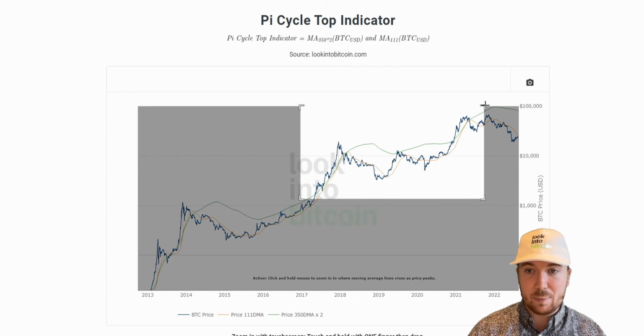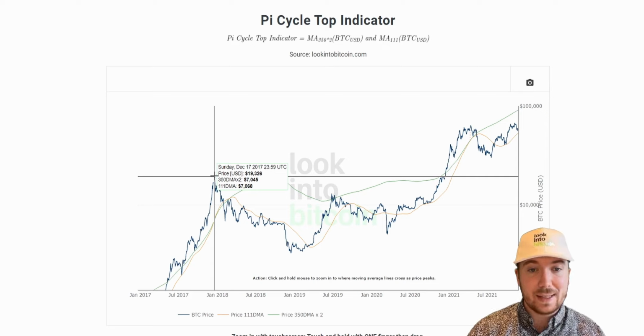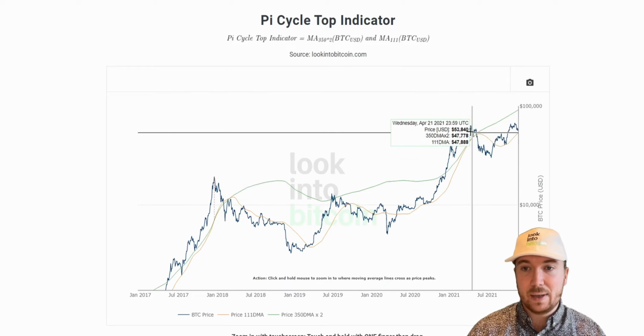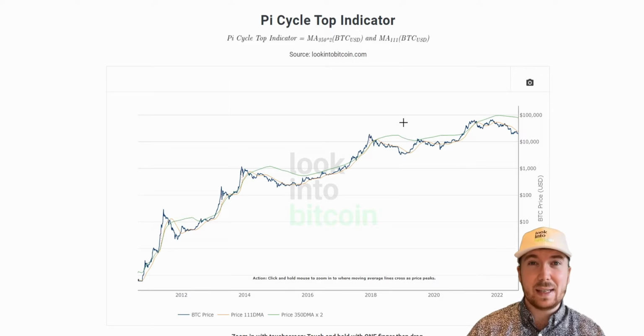So if we look at the previous two cycles more specifically, we can see here as they crossed on this occasion, it was almost the exact price top for Bitcoin at just above $19,000. And again here in 2021, when these crossed, it was at the price peak at $63,500. So an incredibly simple indicator, but very effective.